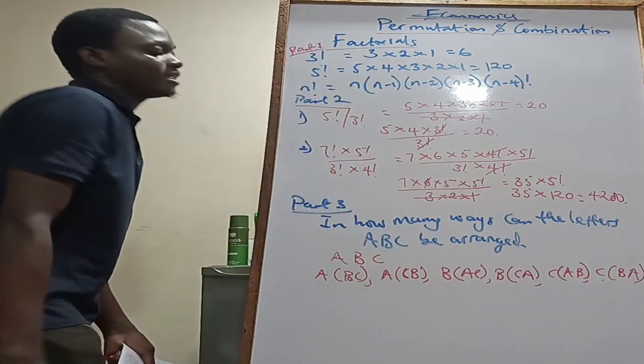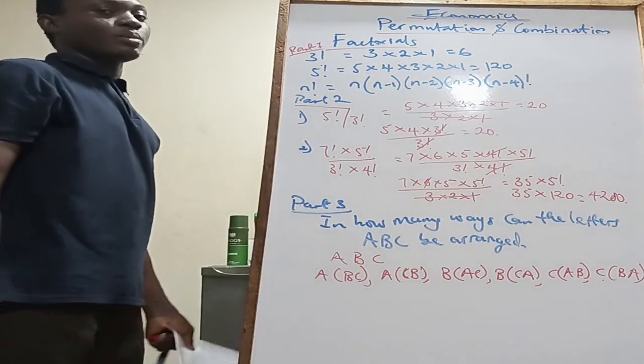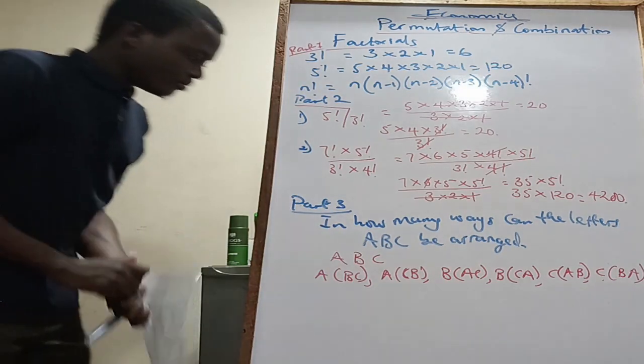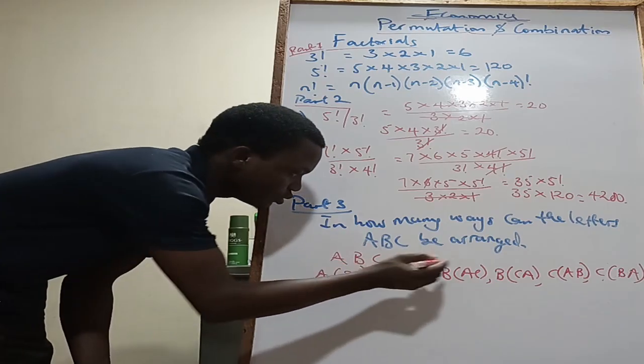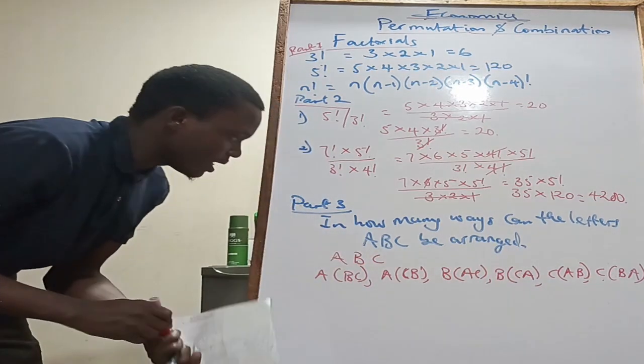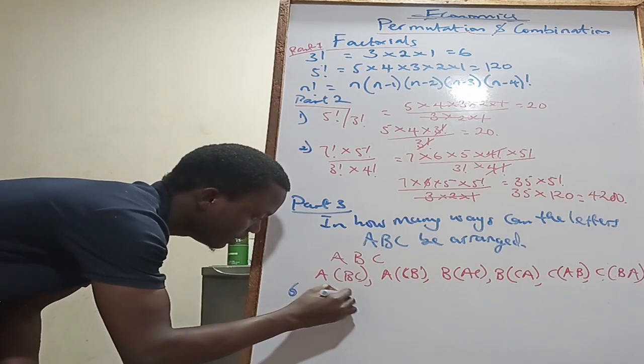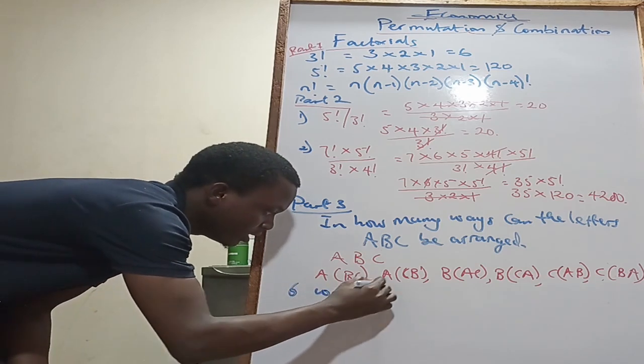Okay, so I said this is permutation, but let's use it to talk about permutation and combination. So in this case, how many do we have? 1, 2, 3, 4, 5, 6. So our answer is 6. We can arrange the letters A, B, C in 6 ways. What we've done here is permutation.